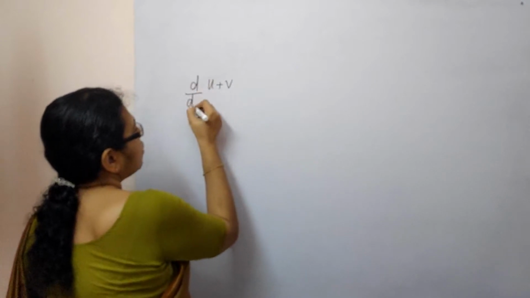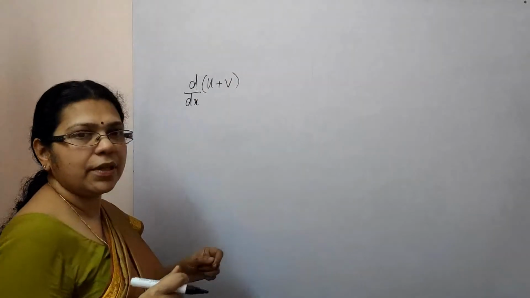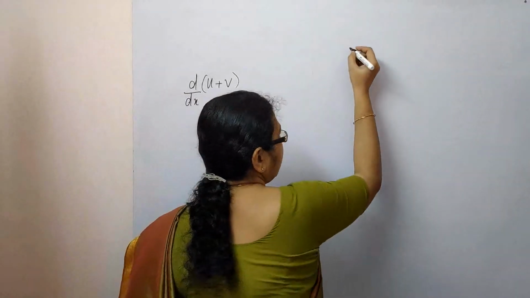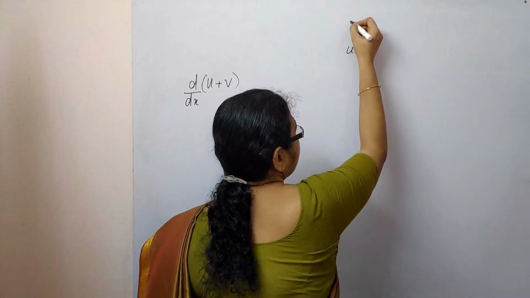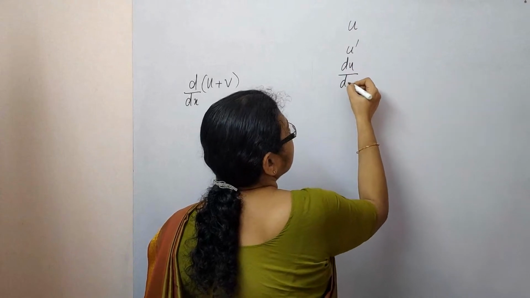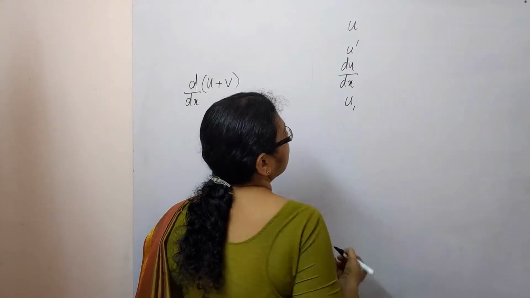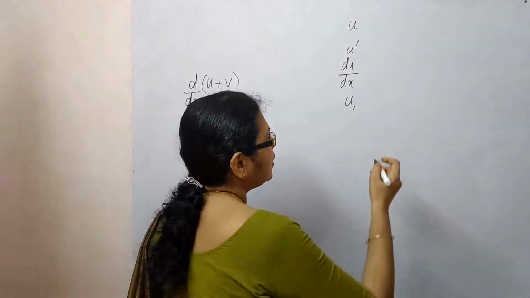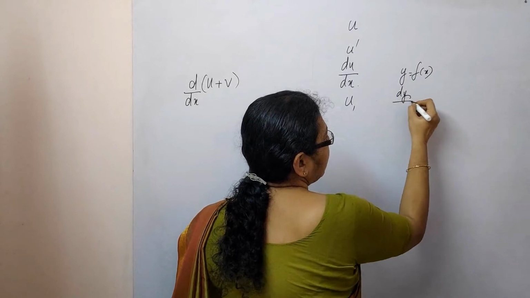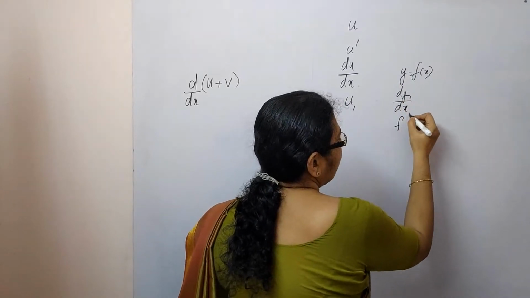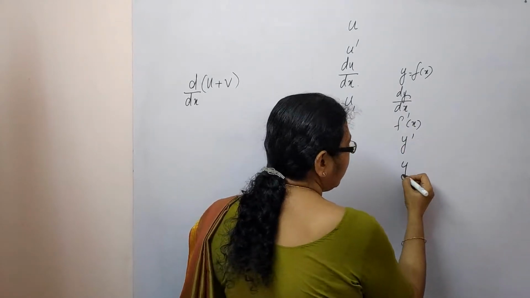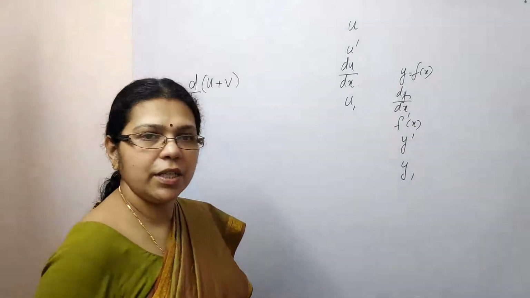So if u and v are two functions, then u plus v. The derivative is notated by what? D by dx. Right? Derivatives will be notated using u dash. The derivative of the function u can be written as u dash or du by dx, or u1, etc. Last year we had also studied that if y is a function f of x, then the derivative is dy by dx, or f dash of x, or you can write it as y dash or even y1. All these are various notations of derivative.